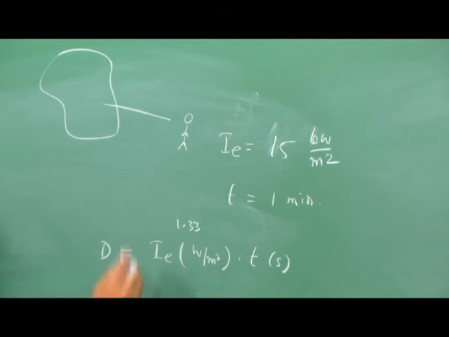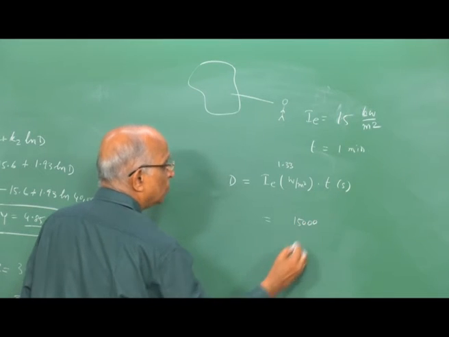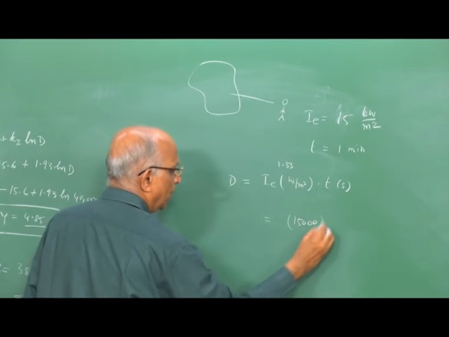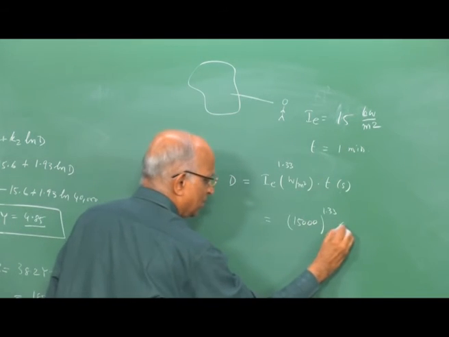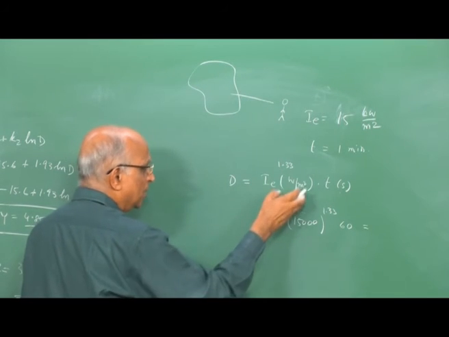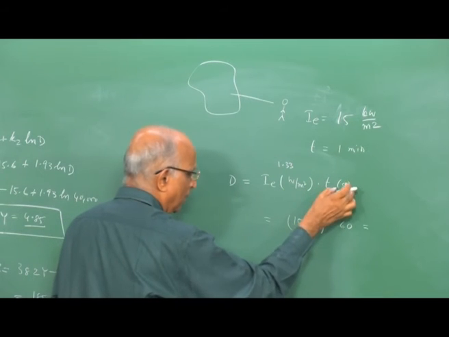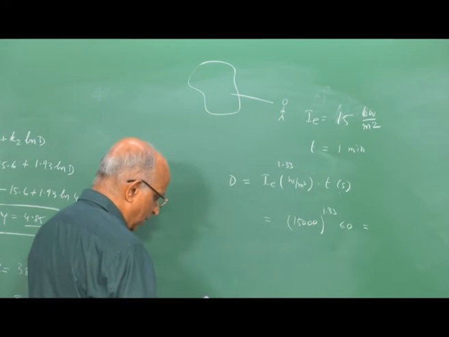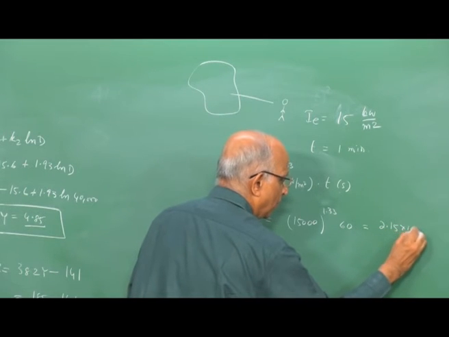Therefore, I convert this into watts per meter square, that is 15,000 watts, 15 kilowatts, into 1.33, into time in seconds, which is 60 seconds. Therefore, the dosage comes out to be, in units of watts per meter square to the power 1.33 into seconds, equal to 2.15 into 10 to the power 7.